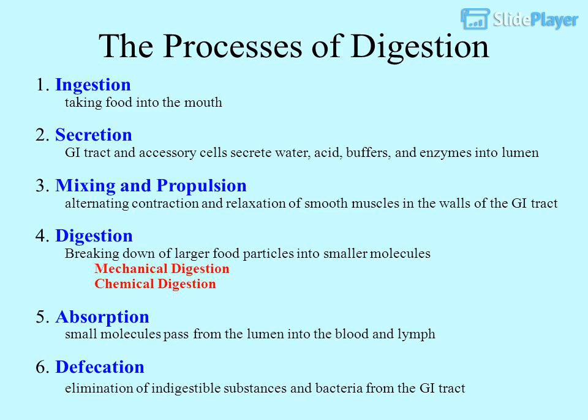4. Digestion. Breaking down of larger food particles into smaller molecules. Mechanical digestion. Chemical digestion. 5. Absorption. Small molecules pass from the lumen into the blood and lymph. 6. Defecation. Elimination of indigestible substances and bacteria from the GI tract.